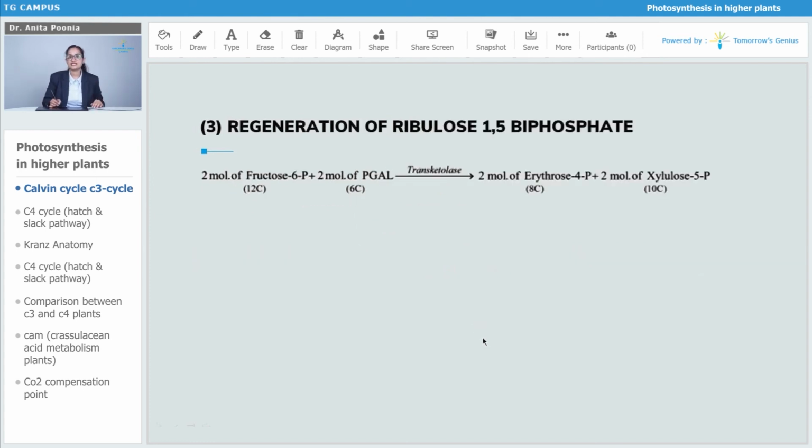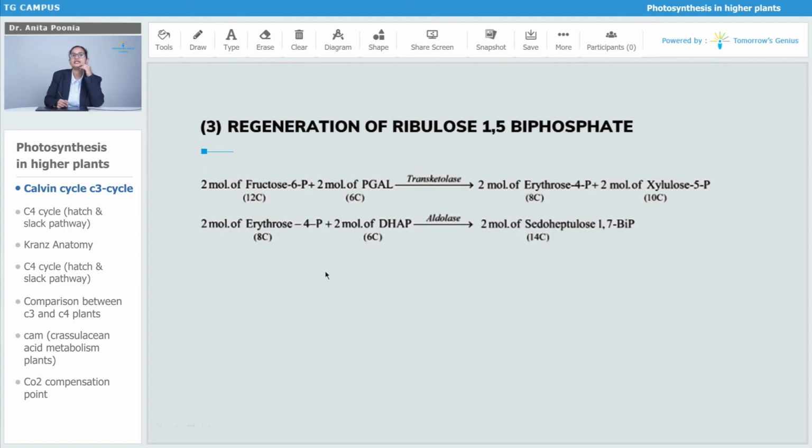Now moving on to the third phase, that is the regeneration of ribulose 1,5-bisphosphate. Here 2 molecules of fructose and 2 molecules of PGAL. Here this is 12 carbon, this is 6 carbon, and in the presence of transketolase give you 2 molecules of erythrose, that's 8 carbon, plus 2 molecules of xylulose, that is 10 carbon. So yeah, 12 plus 6 equals 8 plus 10.